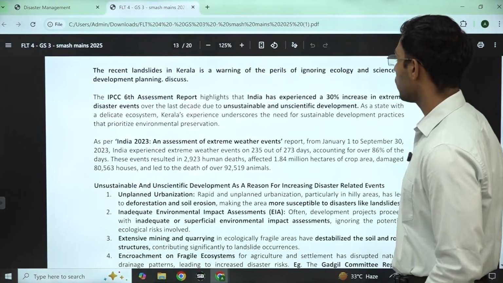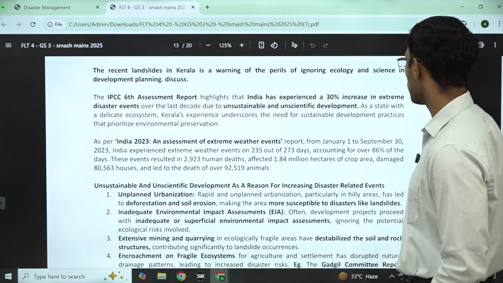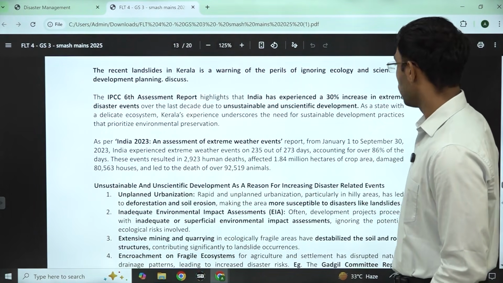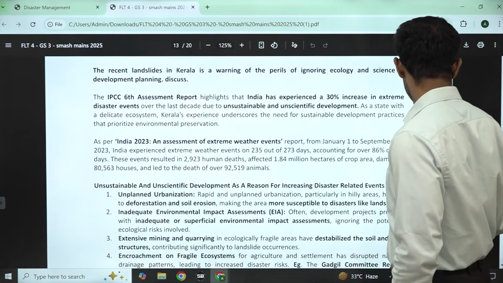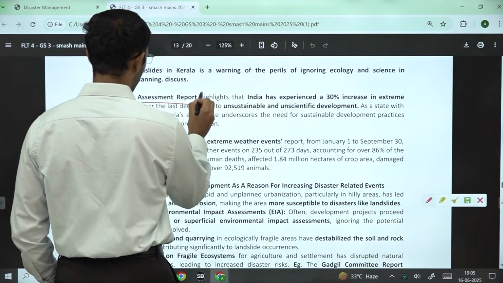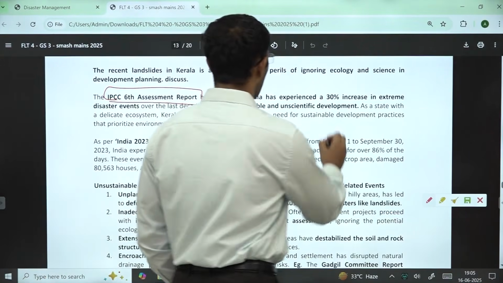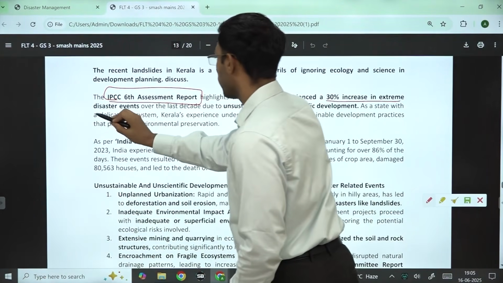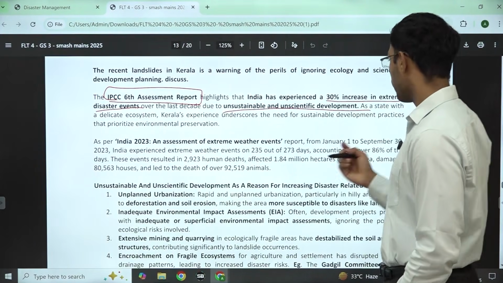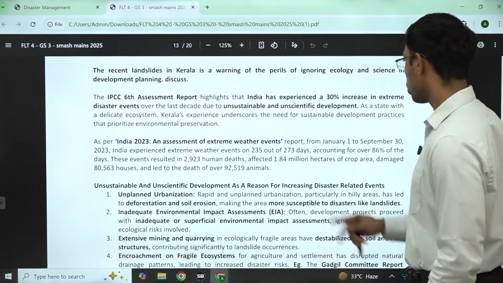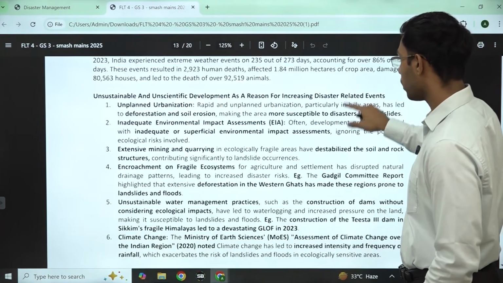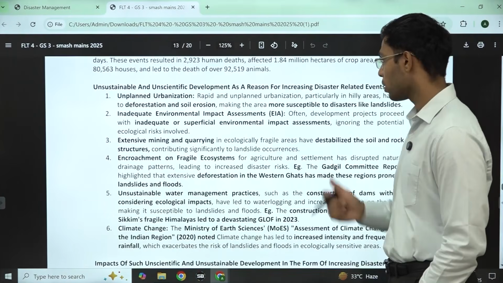Recent landslide in Kerala, warning of perils, ignoring ecology and science and development planning. So very broad question again. Again, we introduce with a nice data report, IPCC 6th assessment report. I would box this again. 30% increase in India in extreme disaster events. Great introduction, sustainable and unsustainable development, right? You mentioned that. It's a good segue into your argument. Now you're going to write about the unsustainable development, right? Because we have ignored ecology, as the question is saying.